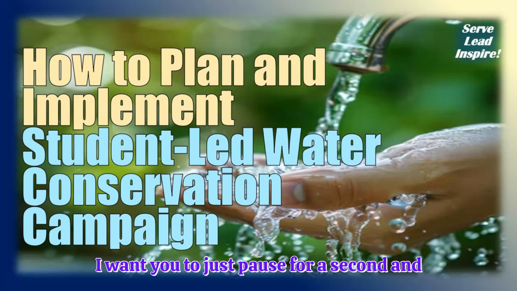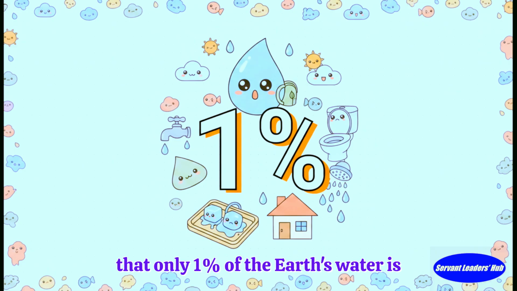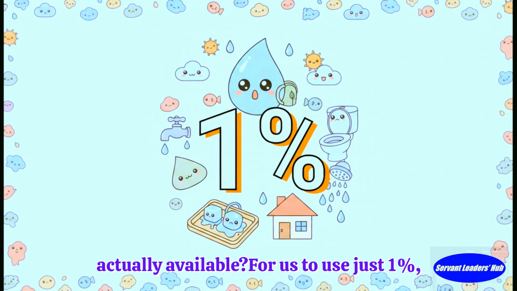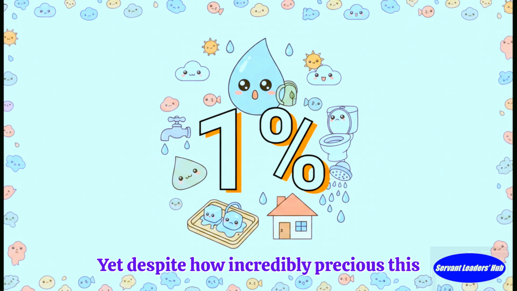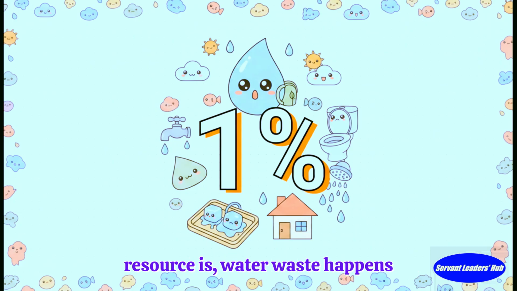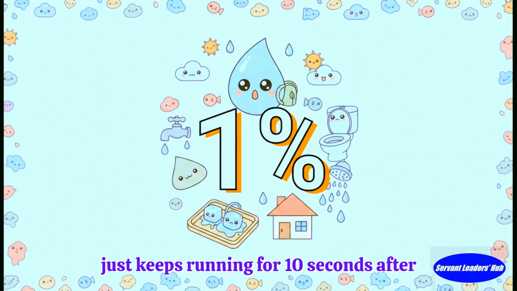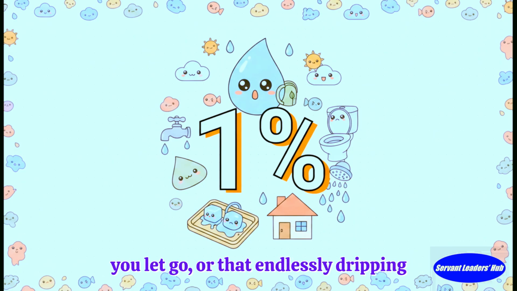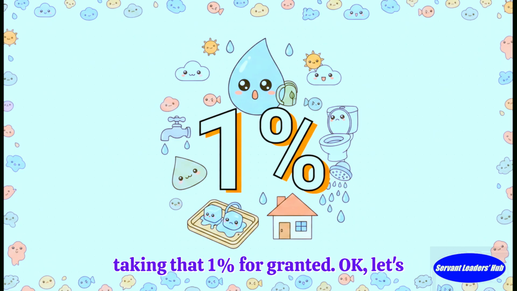I want you to just pause for a second and think about this number. Did you know that only 1% of the Earth's water is actually available for us to use? Just 1%. It's a pretty stark, surprising reality. Yet, despite how incredibly precious this resource is, water waste happens literally every single day. We've all seen that one school water fountain that just keeps running for 10 seconds after you let go, or that endlessly dripping tap in the cafeteria. We are definitely taking that 1% for granted.